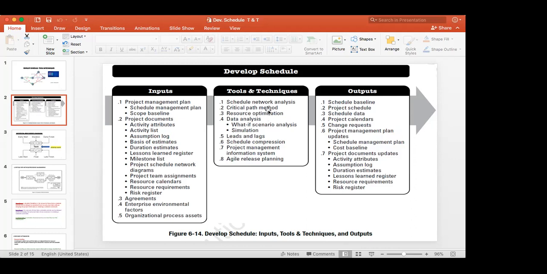That is the precedence diagram method we are going to discuss. Then resource optimization we are going to discuss. Then data analysis we are going to just illustrate these things. Leads and lags you have learned. Schedule compression, very easy thing I will explain. Then those things we are going to learn now. Tools and techniques are very important.